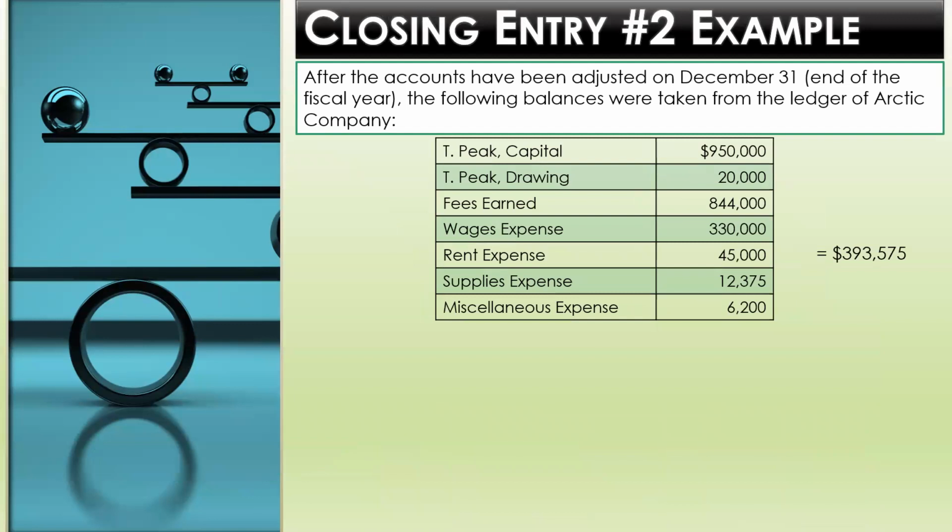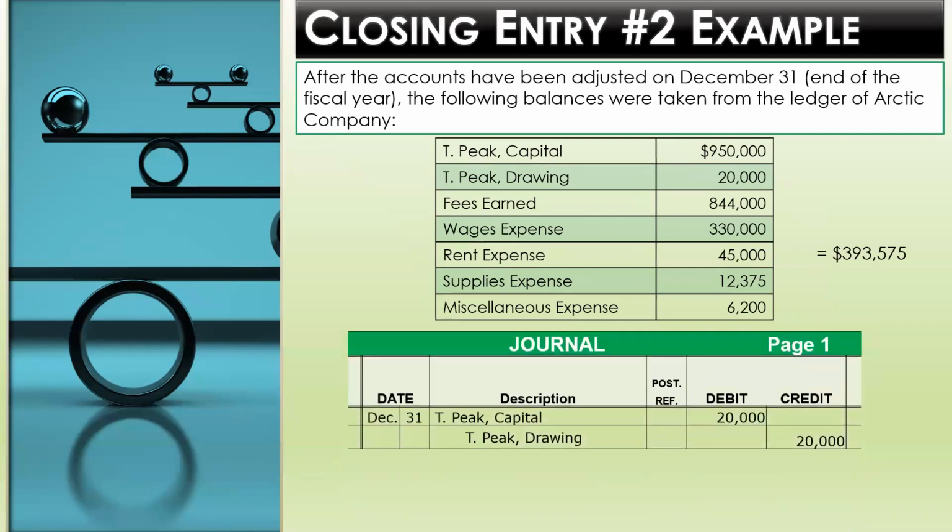Let's take a look at closing entry number 2. Here in closing entry number 2, we are going to need to enter the date of December 31, and then our debit is going to be to TPeak Capital in the amount of $20,000. The credit is to TPeak Drawing in the amount of $20,000. And the $20,000 you can see here in the chart, that's the amount of the drawing account, which needs to be debited to the capital.